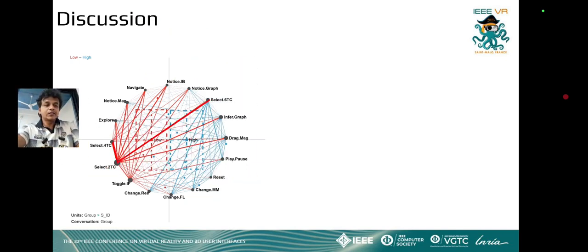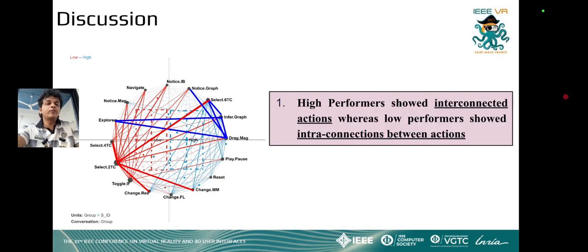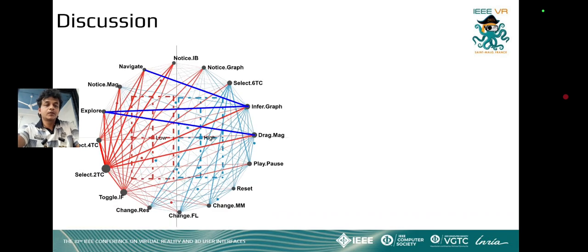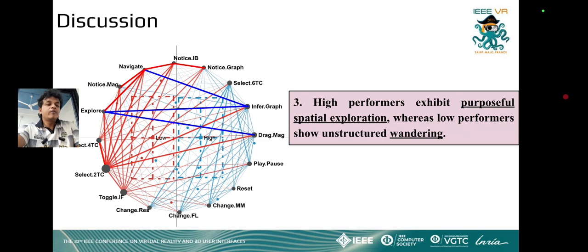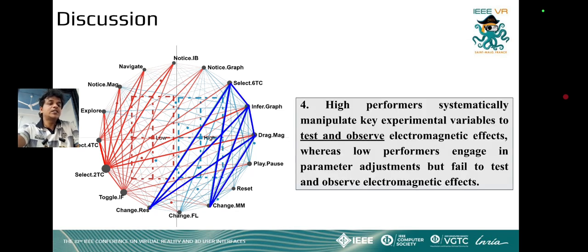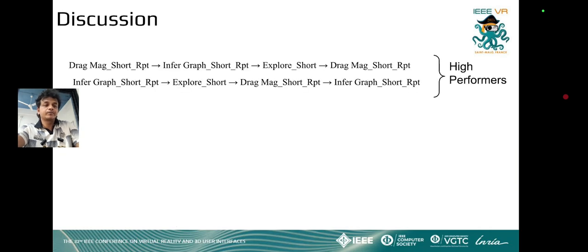So from epistemic network analysis, we found that high performers showed interconnected actions, whereas low performers showed intra-connections between actions, and high performers showed more effective inferencing and noticing behaviors than the low performers. Also, high performers exhibit purposeful spatial exploration, whereas low performers show unstructured wandering. Also, high performers systematically manipulate key experimental variables to test and observe electromagnetic effects, whereas low performers engage in parameter adjustments but fail to test and observe electromagnetic effects.